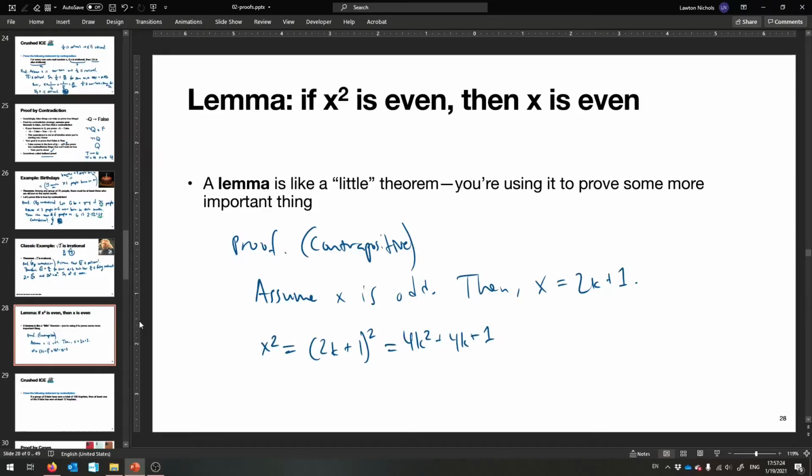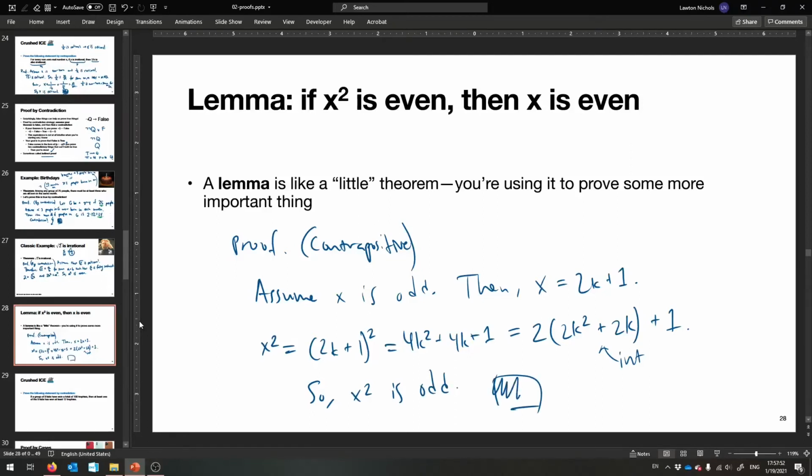And I guess we can take a 2 out. We can take more than a 2 if we wanted to. Equals 2 times 2k squared plus 2k, plus 1. And all this stuff is still an integer because it's math using integers, because k was an integer itself. So x squared is odd. Okay, and that was the contrapositive, so that's all we needed to show, just show that x squared is odd. So now we have a proof saying that if x squared is even, then x is even.